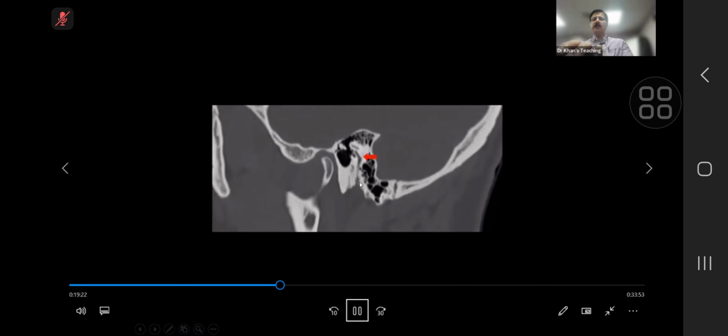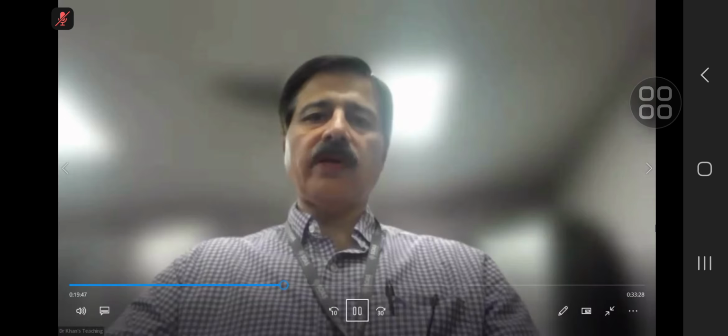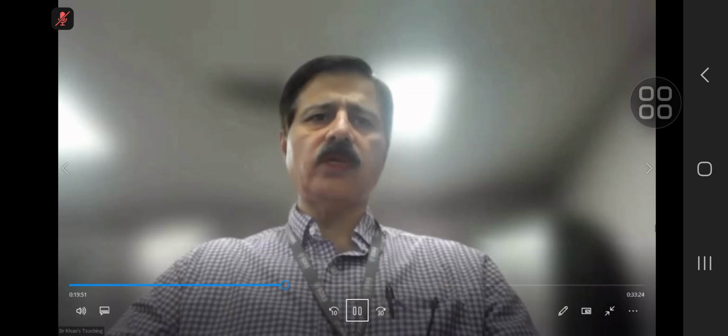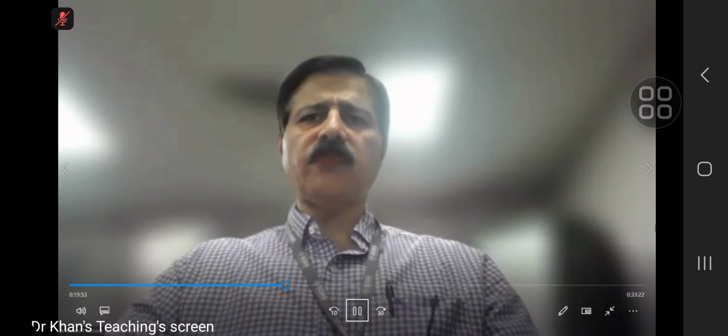Many a times, if you see carefully, you see this thing. This is the chorda tympani. It is slightly off center. Then it will pass through the middle ear cavity and ultimately supply the anterior two thirds of the tongue. We will come back to this. Right now, our aim was just to develop our eyes on the facial nerve.